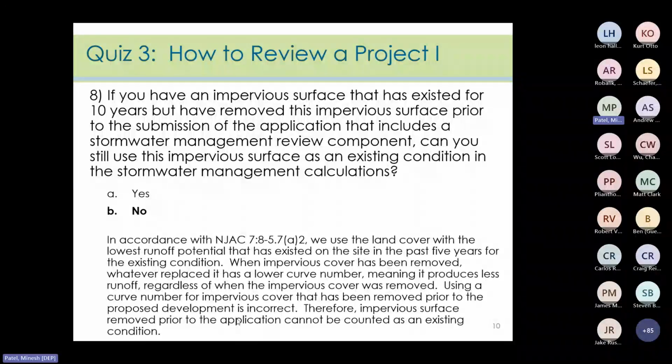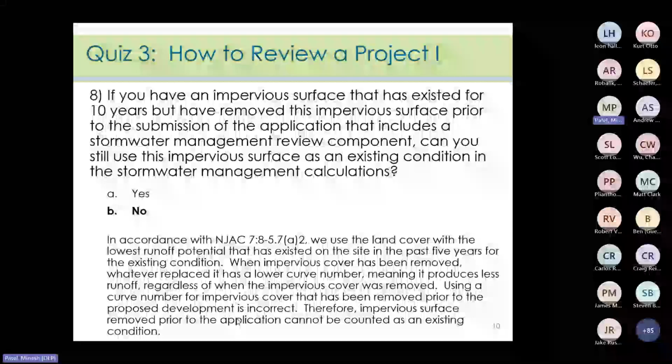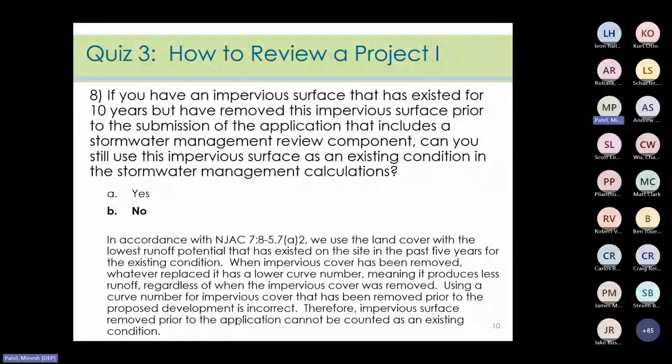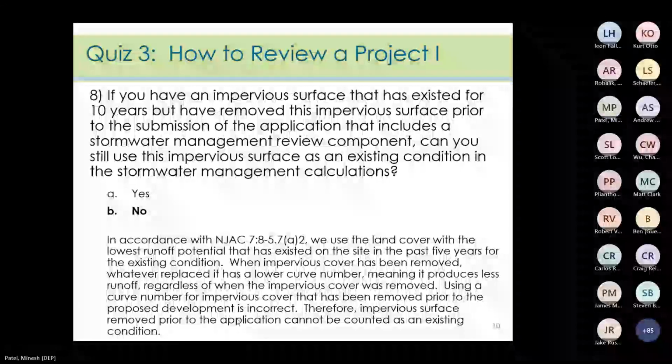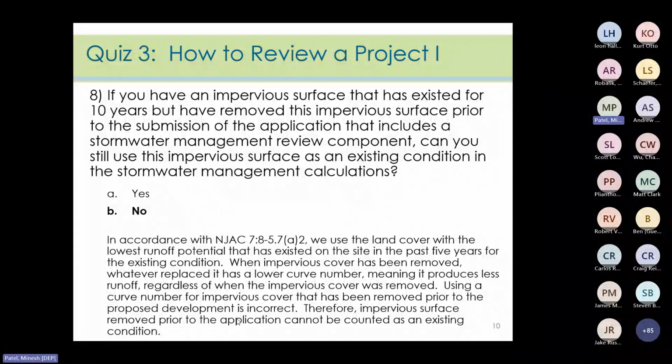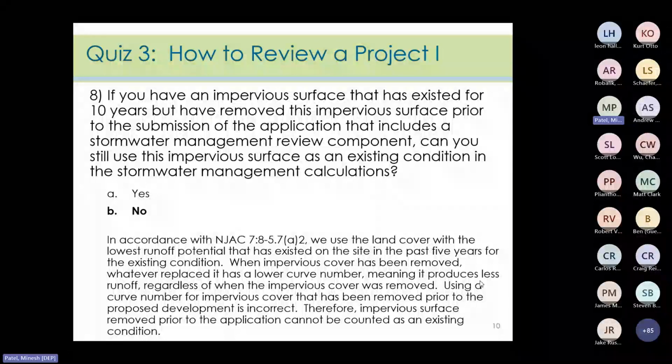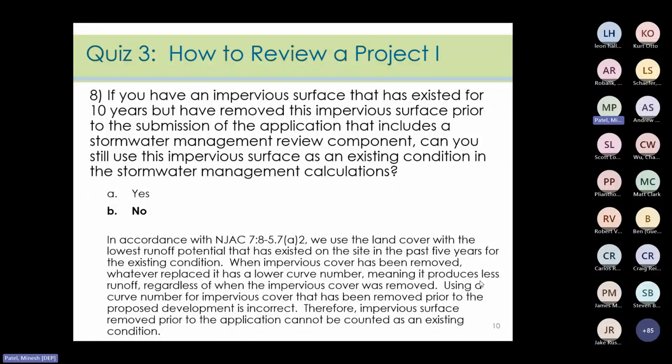We use the land cover that has the lowest runoff potential that existed on site in the past 5 years for the existing condition. If you remove impervious cover, anything you replace it with is going to have a lower curve number, regardless of when that impervious cover was removed. So impervious surfaces removed prior to the application cannot be counted as an existing condition.